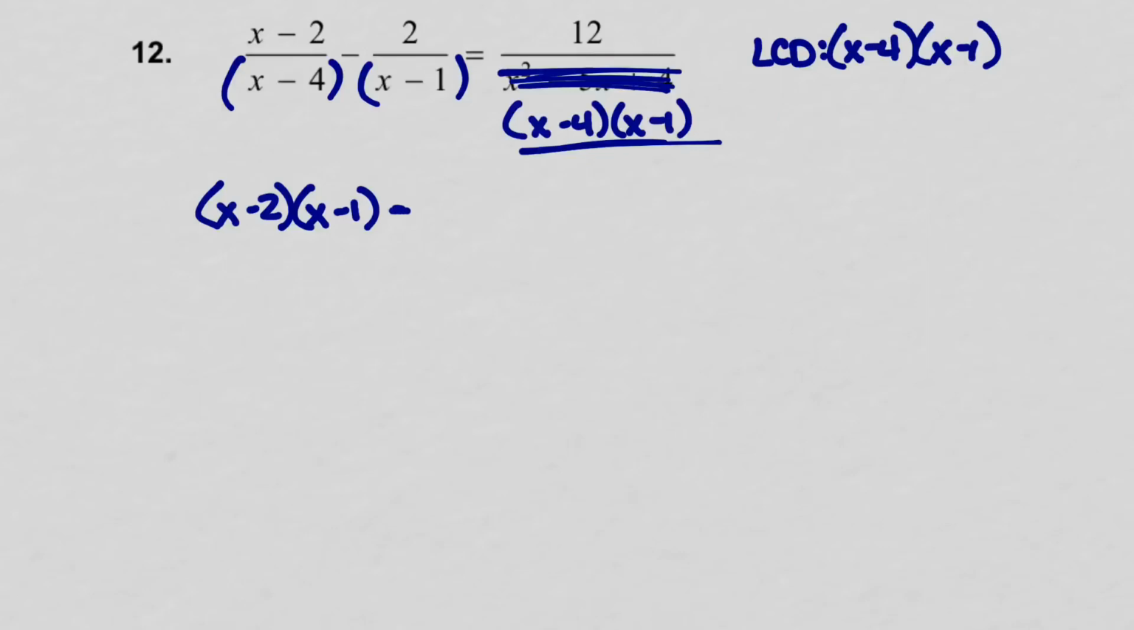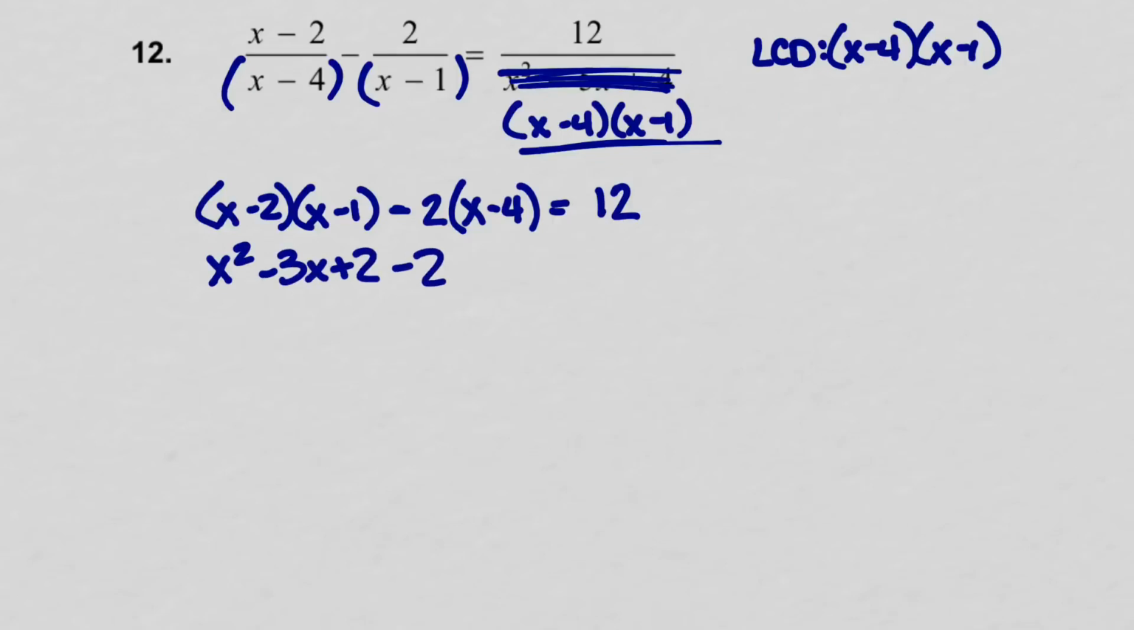So the next, this is minus 2. Now its denominator is missing an x minus 4. And then I have 12 over, and it has my least common denominator, so I don't need to multiply that by anything. All right, so let's go ahead and do all of our distributing and combining like terms. I'd get x squared minus 3x plus 2 minus 2x plus 8 equals 0.